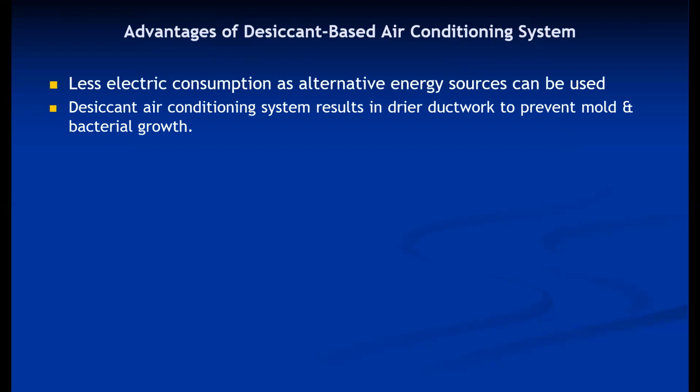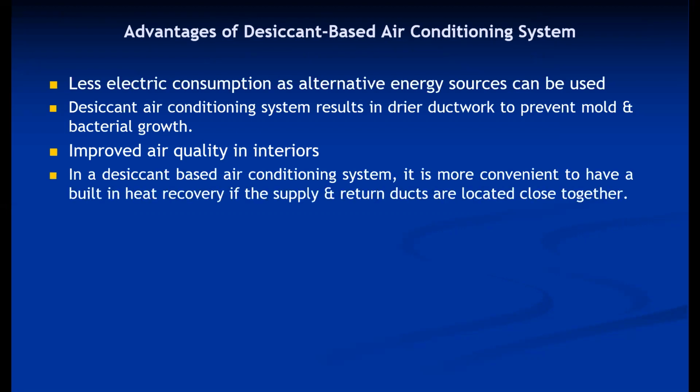Desiccant air conditioning system results in drier ductwork to prevent mold and bacteria. So generally, when the desiccants are used, the air becomes dry, and dry air, when it flows through the ductwork, there is no possibility of mold or bacteria growth, because bacteria growth generally happens in moist condition, and it prevents that mold and bacteria. So that is a second advantage. Then it improves the air quality. Obviously, when the air is free from bacteria, then the air quality is obviously improved.